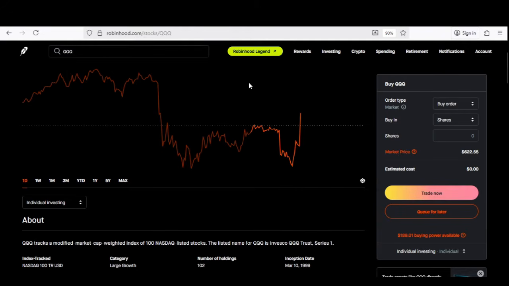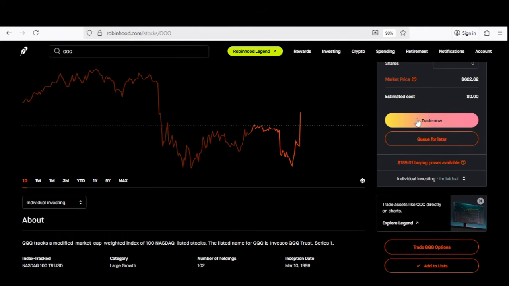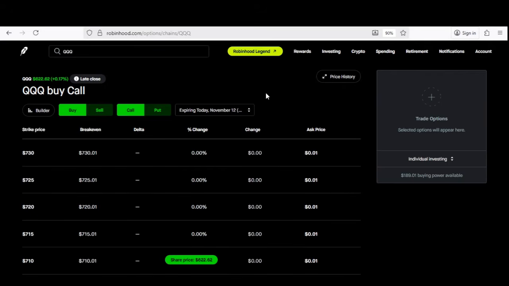Now, you guys know how we do it. We like to go ahead and get down and dirty with options, because there's only one way you could learn options, and that's going to be to practice, practice, practice. So let's go to trade QQQ options at the bottom in order for us to open up the option chain.